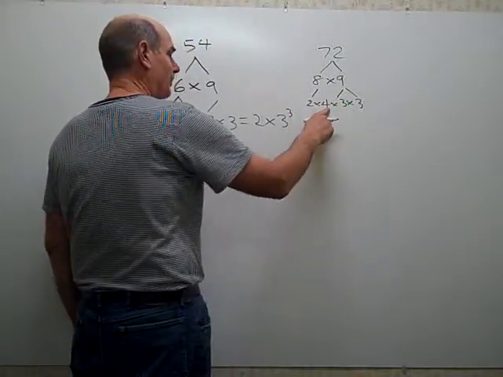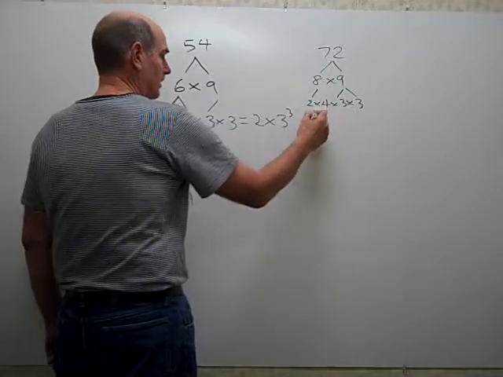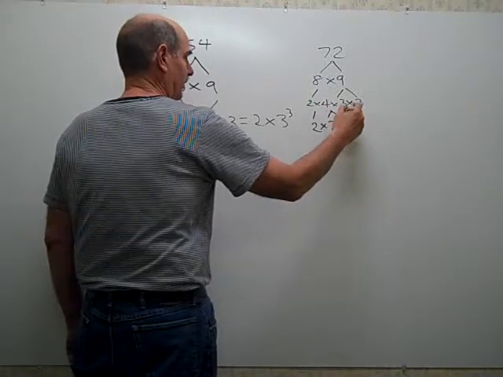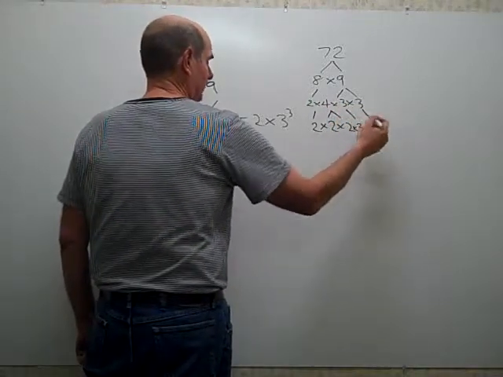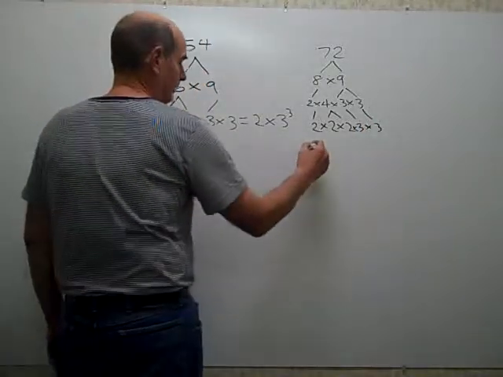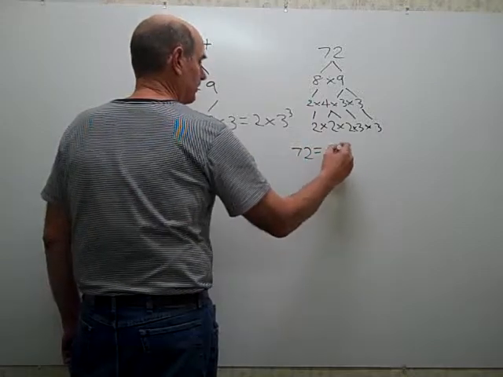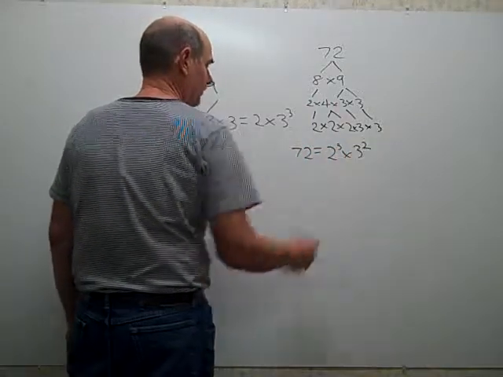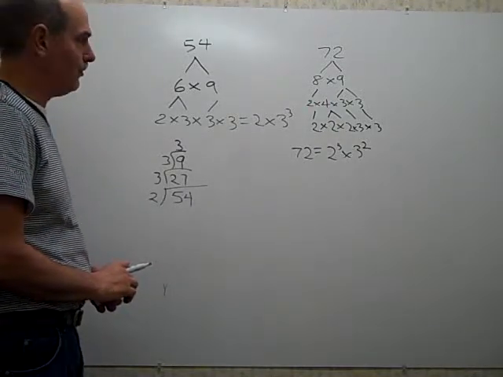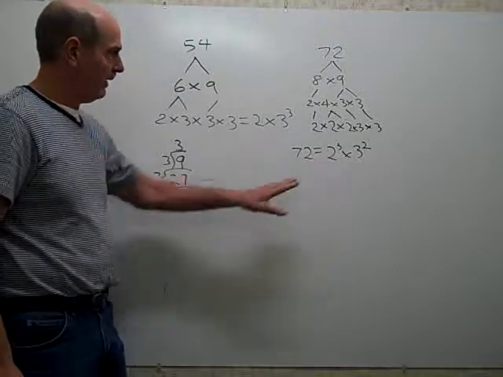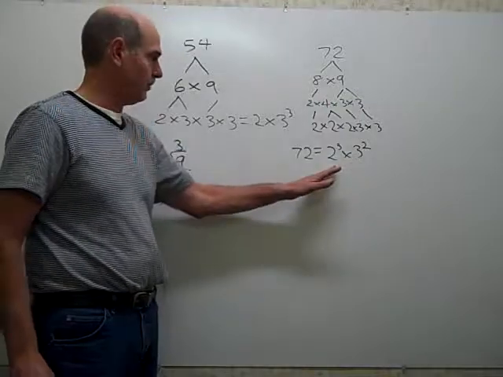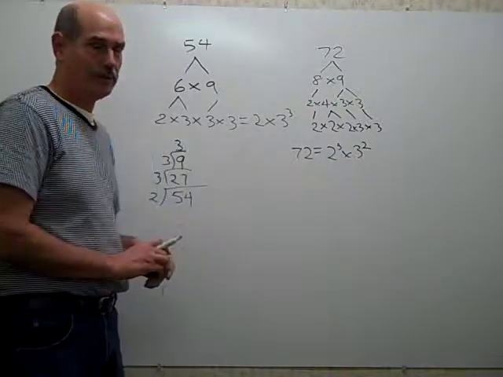Prime number, not prime number, prime and prime. So I'm almost done here. 4 becomes 2 times 2, and 3 times 3. So 72 would be 2 to the third power times 3 to the second power. And when I write it using exponential notation, usually the protocol is to write the smaller numbers first. There's nothing wrong with writing 3 to the second times 2 to the third, but you typically put the smaller number first.